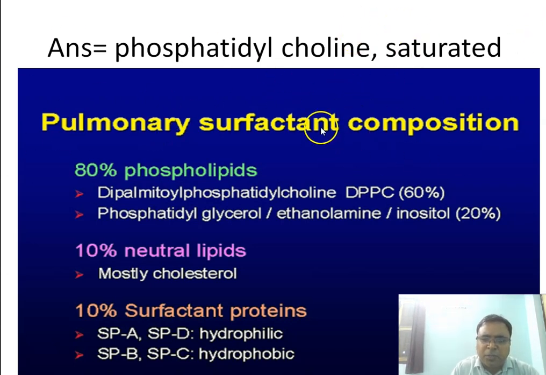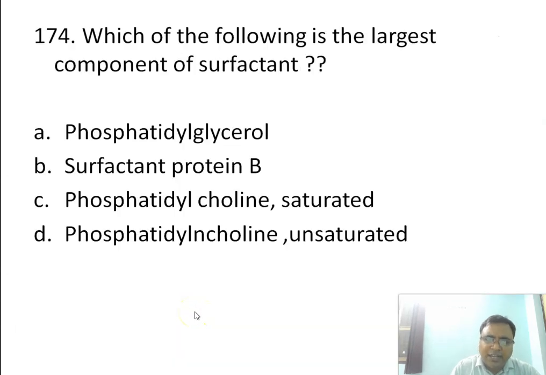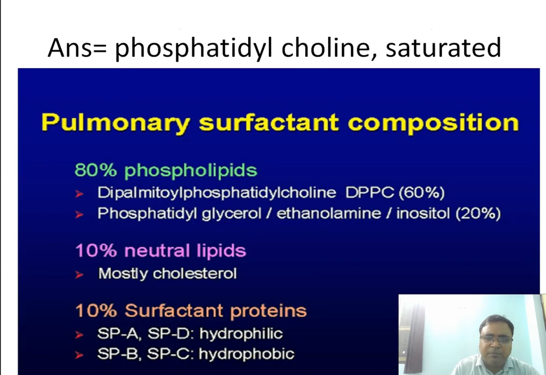As you know, surfactant composition is 80% phospholipid, 10% neutral lipids, and 10% surfactant proteins. Among phospholipids, dipalmitoyl phosphatidylcholine is 60% and phosphatidylglycerol is 20%. Neutral lipids are mostly in the form of cholesterol, and surfactant proteins we know are SP-A, B, C and D. Among these, A and D are hydrophilic and B and C are hydrophobic. So the largest component of surfactant is phosphatidylcholine, that too the saturated form.